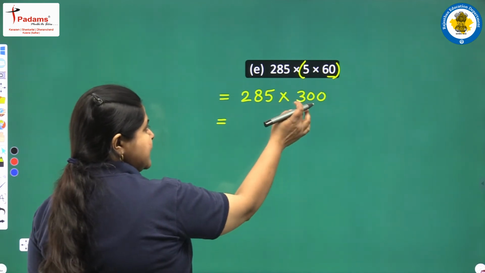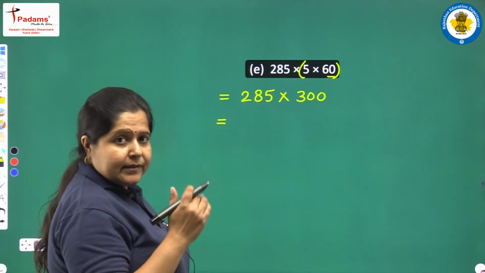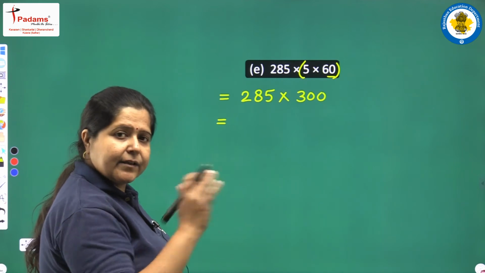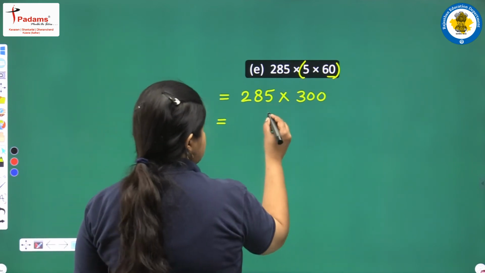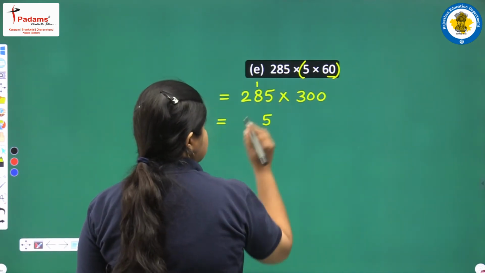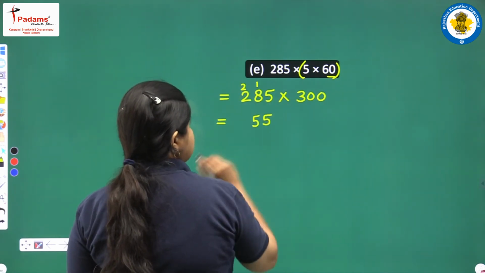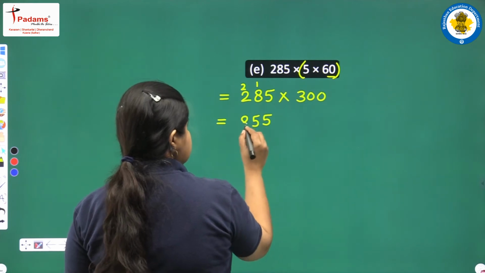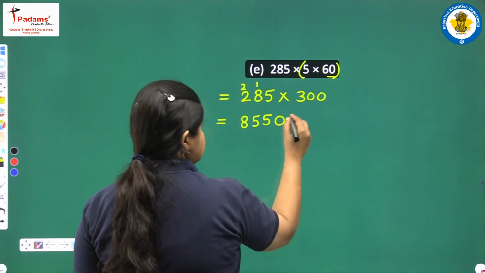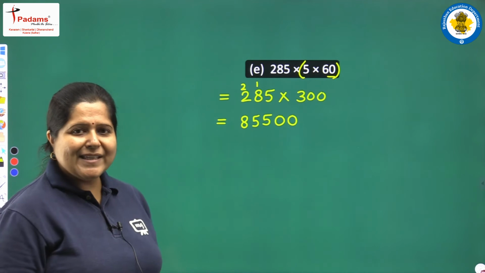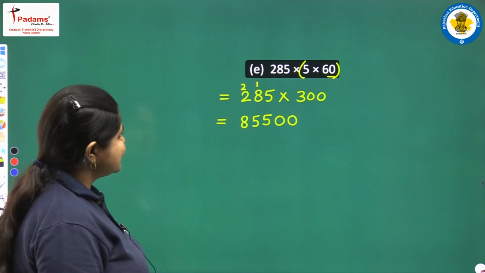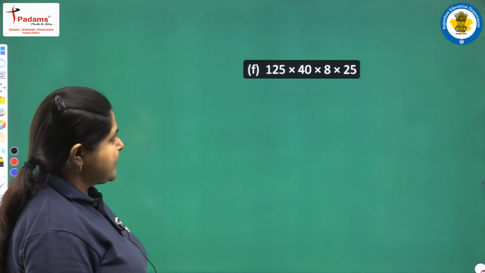285 into, it will be 6 5s are 30 and one more 0. Now just multiply this 3 by 285. The zeros we will write in the end automatically. So 3 5s are 15, 1 carried, 3 8s are 24 and 1, 25, 2 carried, 3 2s are 6, 7, 8, and now write the 2 zeros. How easy it is, isn't it? The next one is this one.